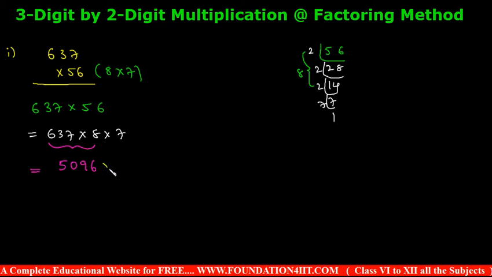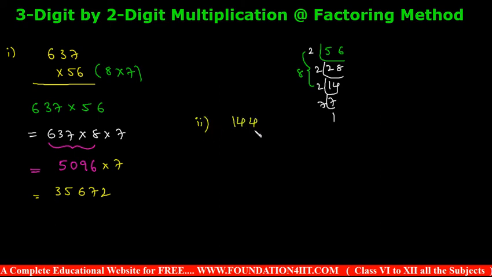Then that answer you can multiply with 7. 5096 into 7. With a single digit, any huge number, you already practiced in the previous chapter how to do it mentally. So this is 35,672, or you can do it internally. This is the technique you can follow directly. Let me show one more example.